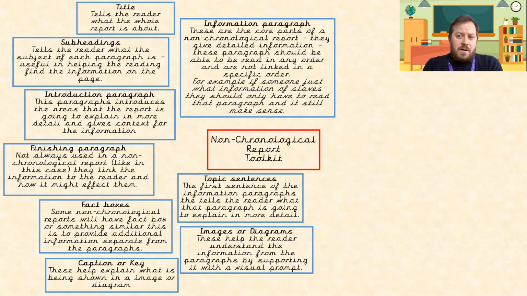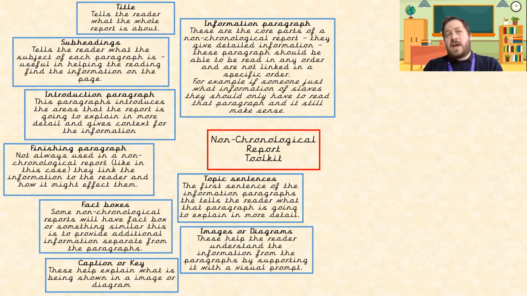We have an introduction paragraph, which explains what the report or the long code report is going to talk about briefly, and a finishing paragraph in some non-code reports, which link the information to the reader or real life in some way. The next thing you'd have is all the information paragraphs, and these are the core part of our non-chronological report and give us all the information that we need in order for us to learn anything new. We also have at the beginning of every information paragraph a topic sentence, and this first sentence in the paragraph explains what that paragraph is going to talk about.